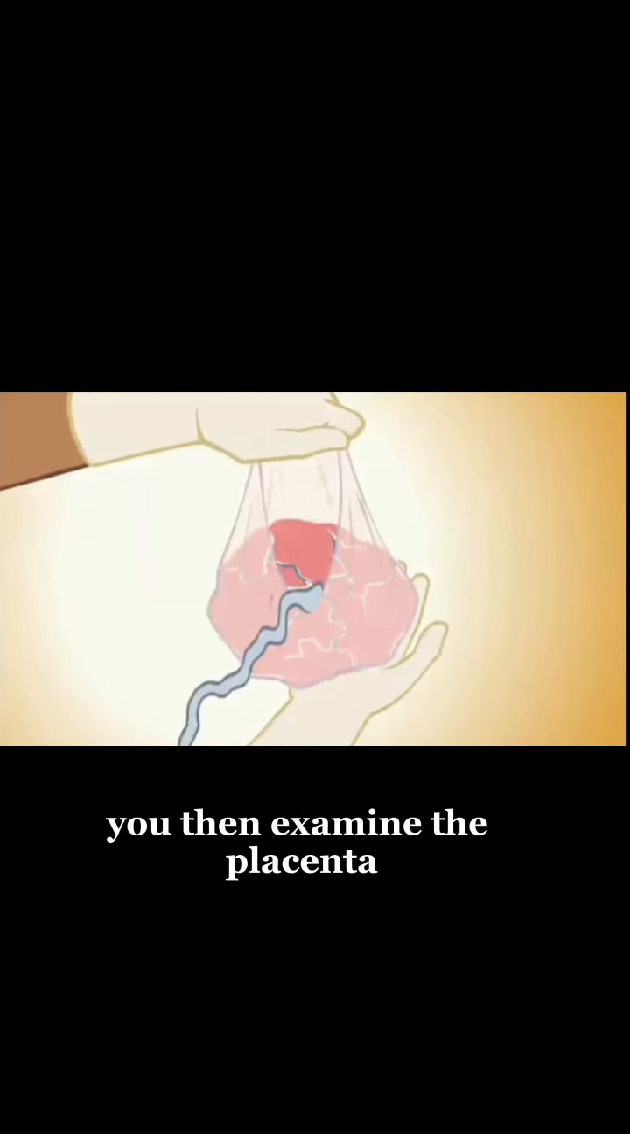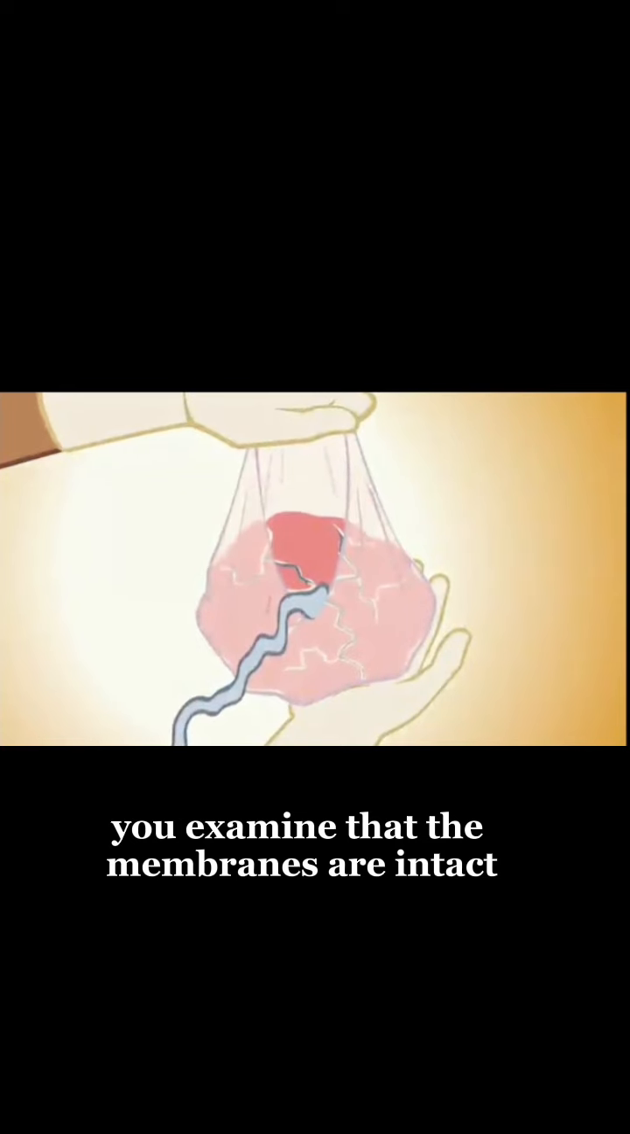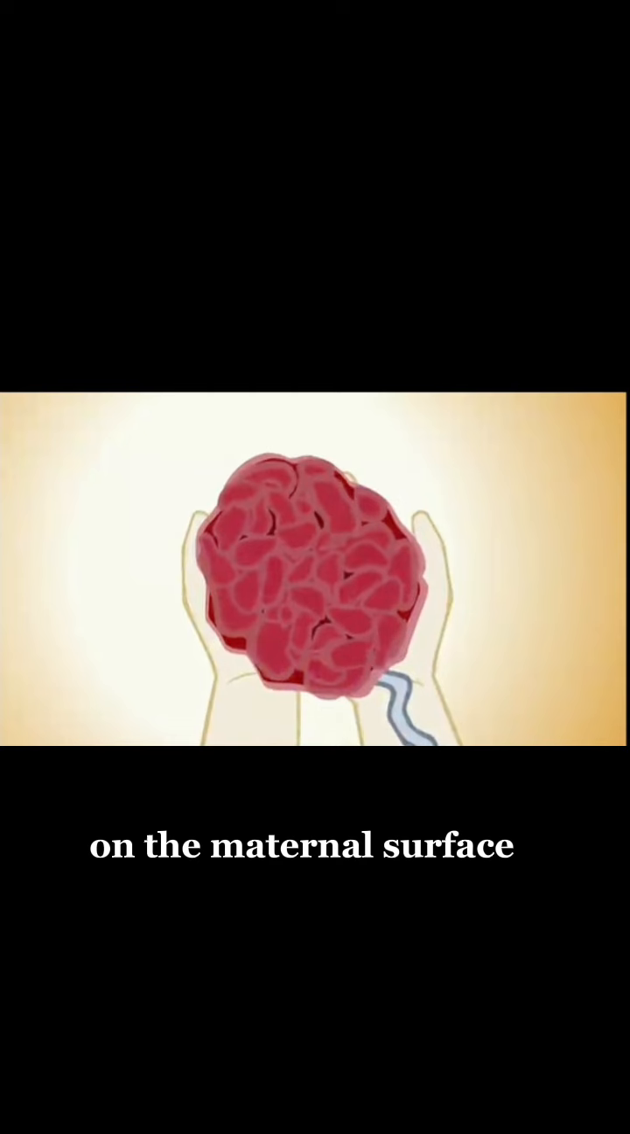Check the uterus. Feel whether the uterus is contracted and check for bleeding. Measure and record blood loss. Examine the placenta. If the condition is normal, you then examine the placenta. You examine that the membranes are intact and that there's no tissue missing on the maternal surface.